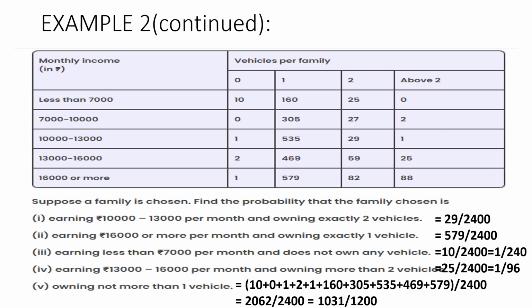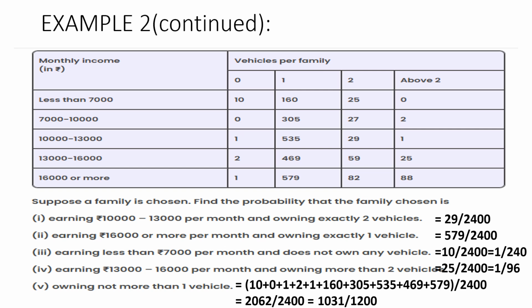First case, earning between 10,000 and 13,000 and owning exactly 2 vehicles. So from the data we can see between 10,000 and 13,000 and it is 2 vehicles. So what is the amount given? 29. So 29 families out of 2400. So the probability is 29 upon 2400. Similarly, earning 16,000 or more and owning exactly 1 vehicle. So we can see it is 579. So 579 out of 2400. The probability is 579 upon 2400.